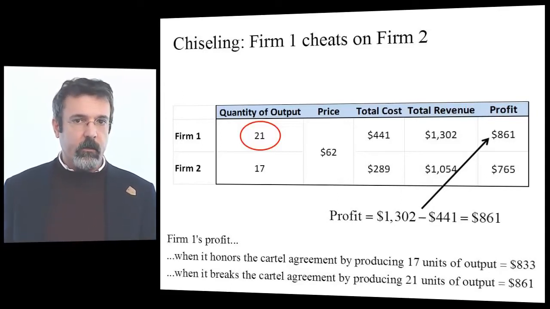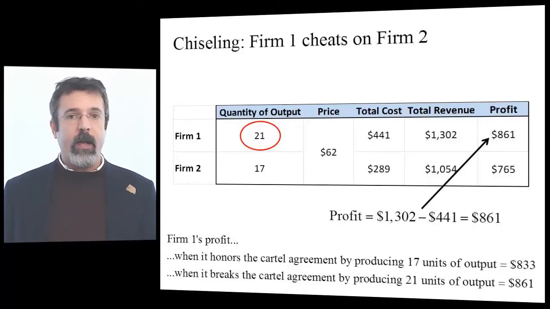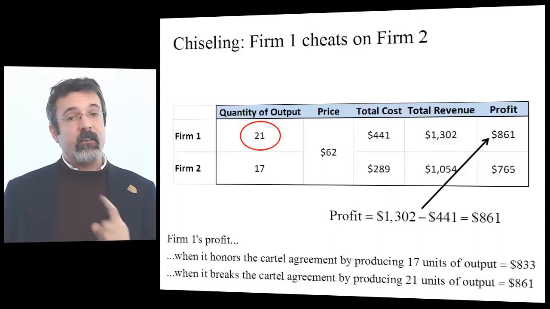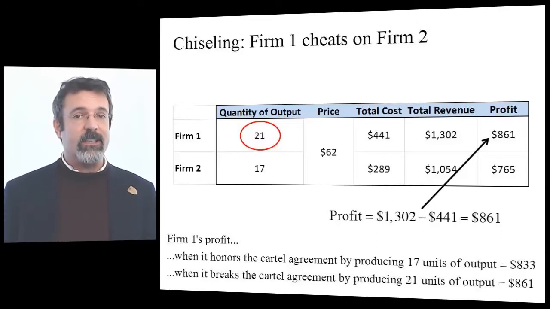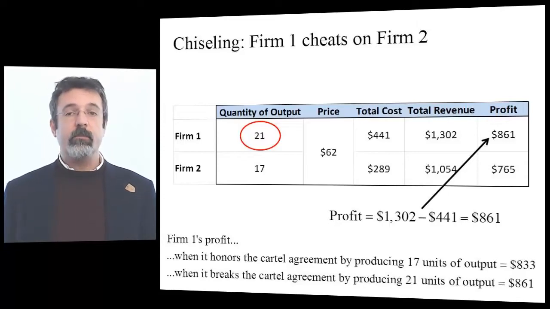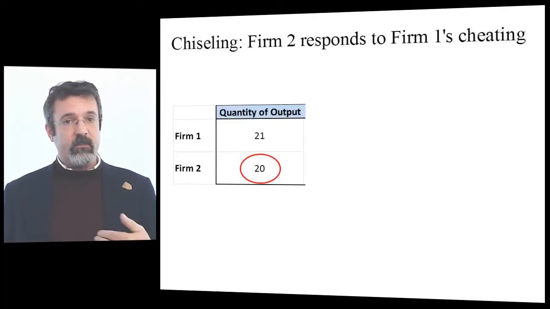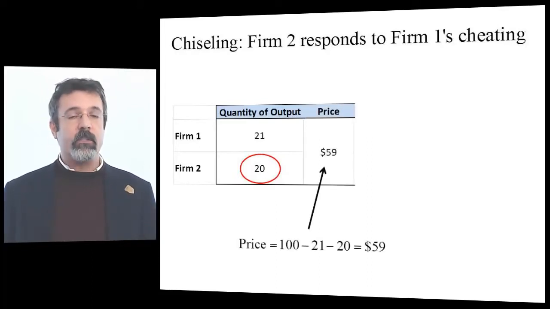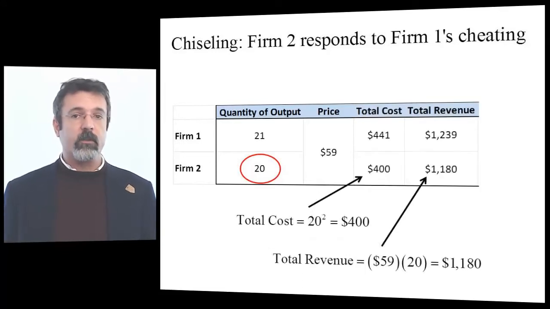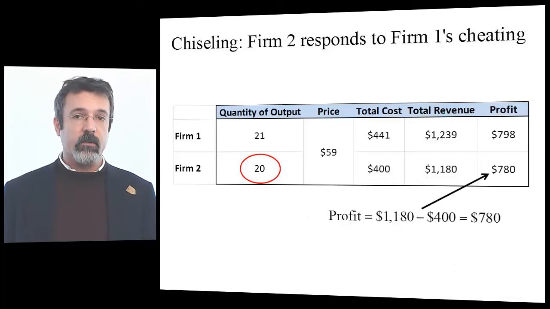Now the problem here is that Firm 1 had incentive to cheat on the cartel. Firm 2 also has incentive to cheat on the cartel. In fact, Firm 2 has even more incentive to cheat now that Firm 1 has already cheated. If Firm 1 is producing 21 units of output, what is Firm 2's best response? Well, it turns out that Firm 2's best response is to produce 20 units of output. By increasing its output from 17 to 20, the market price falls to 59. Firm 2 makes $1180 in total revenue, incurs $400 in cost for a profit of $780.